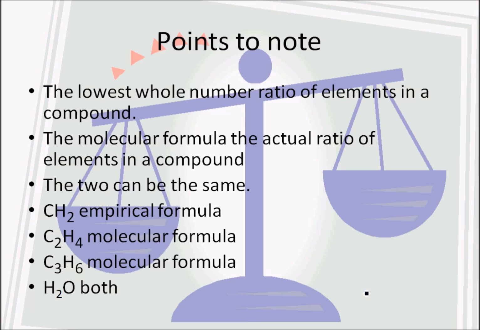So friends, you just need to understand these few points: the lowest whole number ratio of the elements in a compound is the empirical formula. The molecular formula is the actual ratio of the elements in the compound. These two, empirical and molecular formula, can sometimes be the same. For example, CH2 is the empirical formula, C2H4 is the molecular formula, C3H6 is the molecular formula, but H2O2, which is a water, can be both. That is, it is also an empirical formula, it is also a molecular formula.